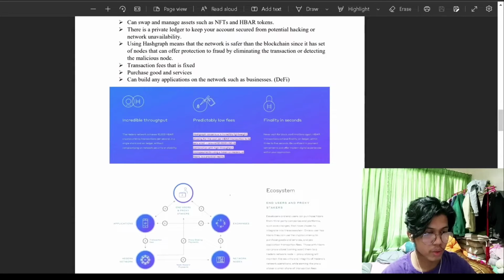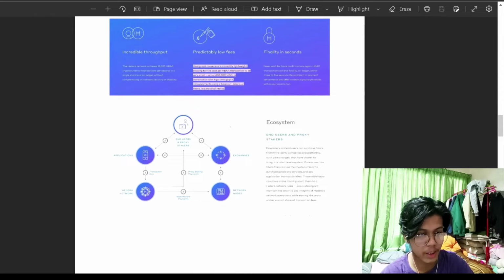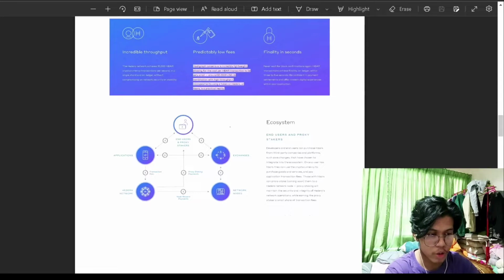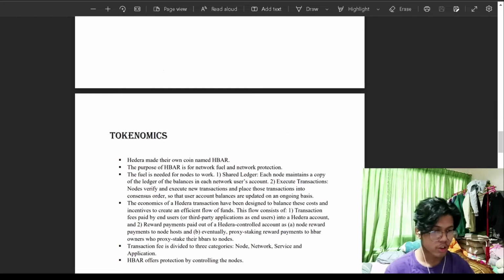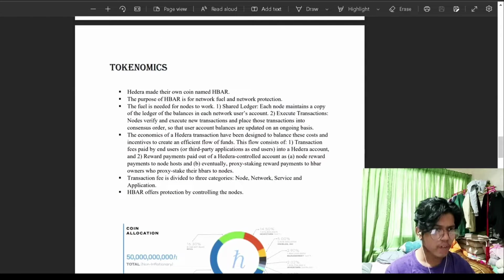Alright, incredible throughput, predictably low fees, finality in seconds, and then the ecosystem and users and proxy stakers, how we actually work in the stakes. Okay, so after that we go to the tokenomics.